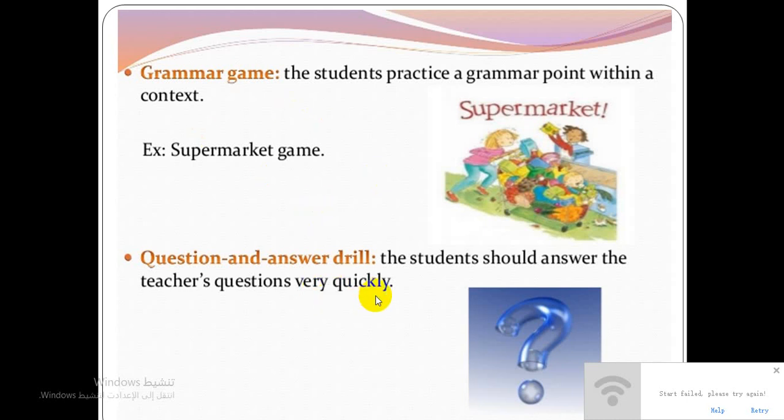Question and answer drill. This drill gives the students practice with answering questions. The students should answer the teacher's questions very quickly. It is also possible for the teacher to cue the students to ask questions as well. This gives the students practice with the question pattern.